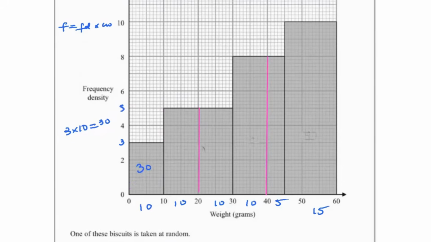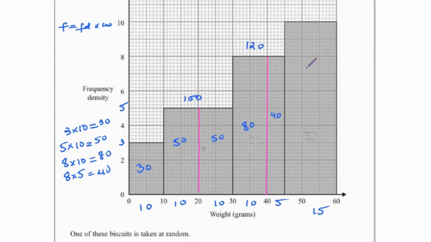Then this is 5, which means 5 times 10 is 50. So this part is 50 and this part is also 50. So total frequency is 100 for the bar from 10 to 30 basically. This is 8. So we do 8 times 10, that's 80. So this part is 80. And 8 times 5, that's 40. So this part is 40. So total frequency for this entire bar from 30 to 45 is 120.